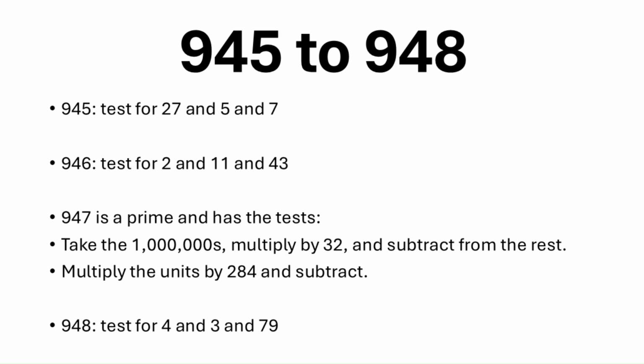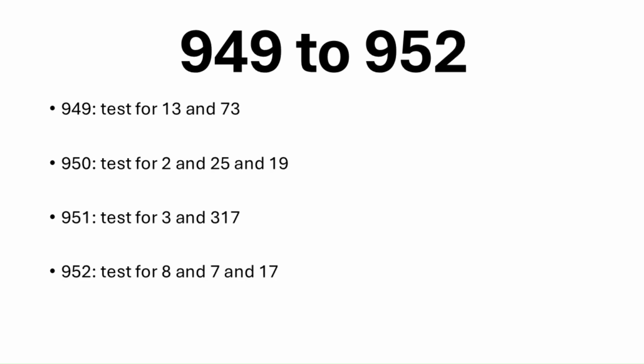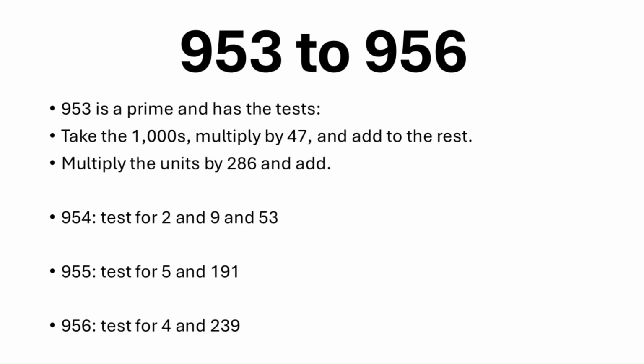Take the 1 millions, multiply by 32, and subtract from the rest. Multiply the units by 284 and subtract. 948, test for 4 and 3 and 79. 949, test for 13 and 73. 950, test for 2 and 25 and 19. 951, test for 3 and 317. 952, test for 8 and 7 and 17. 953 is a prime and has the tests.